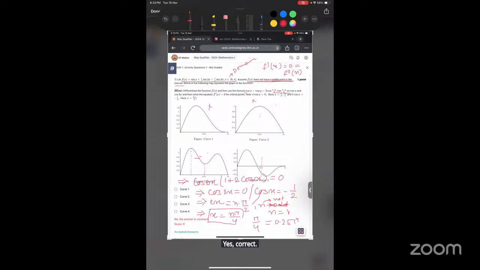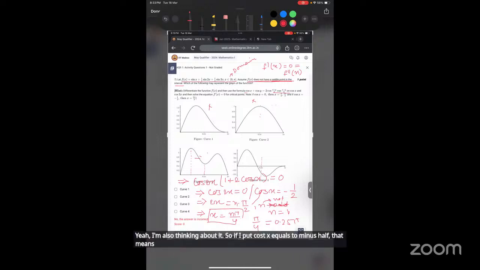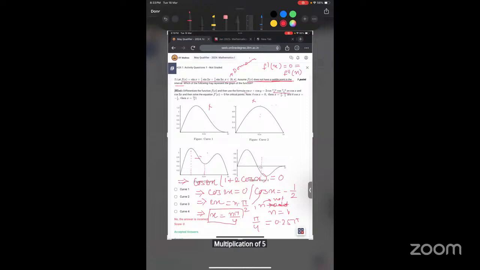Or you have to put cos x equal to minus half. So if I put cos x equals minus half, that means x will be cos inverse of minus half. So minus half means what? It will again be a multiplication of pi by 4, right?